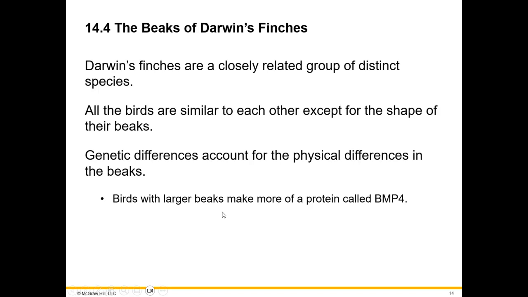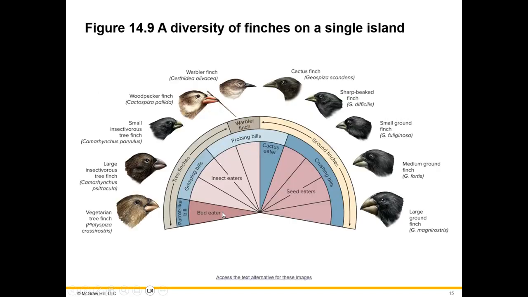In his study of the finches, he cited that they are a closely related group of distinct species. All of the birds there are similar to each other except for the shape of their beaks, and genetic differences account for those physical differences that he observed in the beaks. For instance, birds with larger beaks make more of a protein called BMP4 due to a gene that they have received for that increased production of that protein.